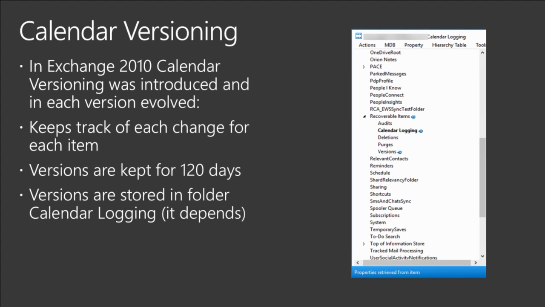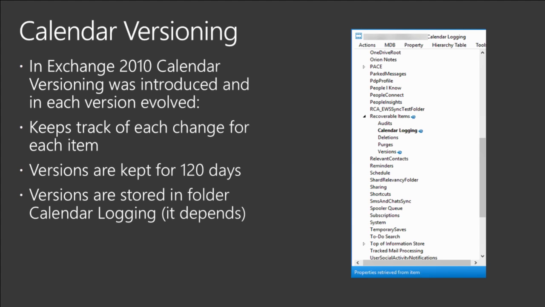The good thing here, or the background here, is that every modification of a calendar item is kept for 120 days by default. You can find it most likely in the recoverable items or in the version store, depending on the version of Exchange and if single item recovery is enabled or not. Another example: if you have single item recovery not enabled, only a subset of the properties of a calendar item will be kept.